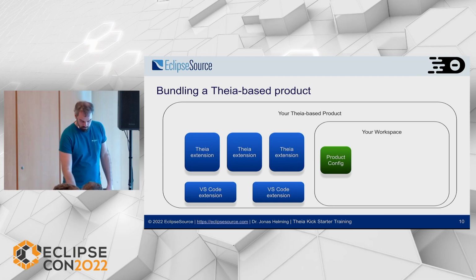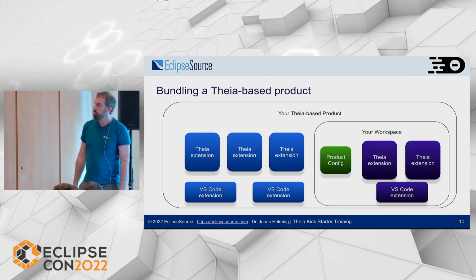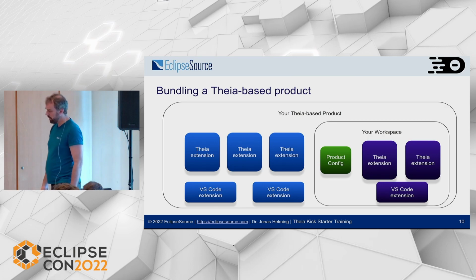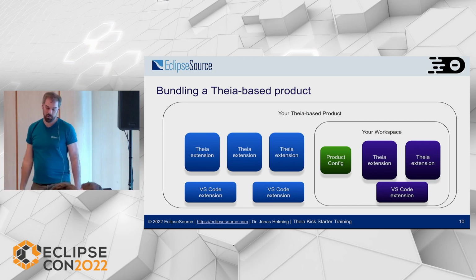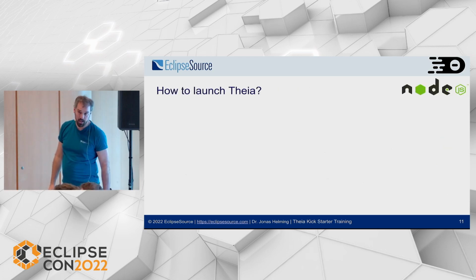Now, of course, it gets more interesting when you add your own extensions. Then in your workspace, you would have the source code, for example, for some Theia extensions and potentially some VS Code extensions again, and they would also go in here. And then you build again and you deploy. So that's in a nutshell how that goes.